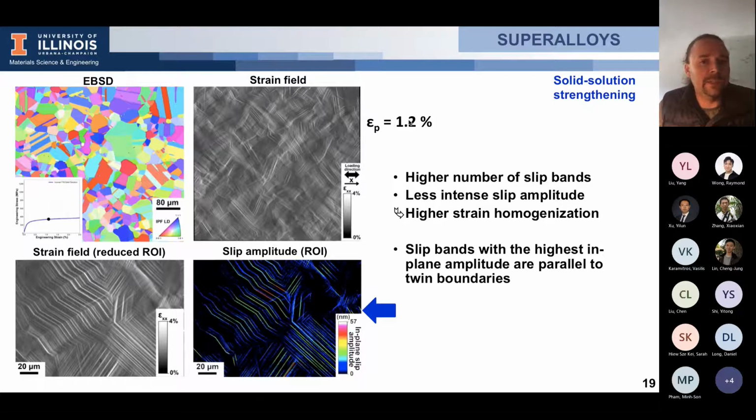I apply the exact same plastic deformation, so same plasticity macroscopically. However, at the scale of the grain, you develop way more slip bands. At the same time, the amplitudes of the slip events are never higher than 60 nanometers. So in this alloy, you apply the same plastic deformation, but you homogenize your plasticity. You develop more slip bands, and the intensity of these slip bands is lower compared to the precipitate.